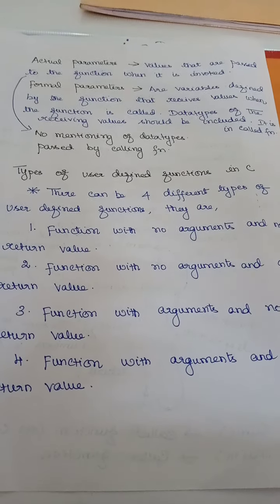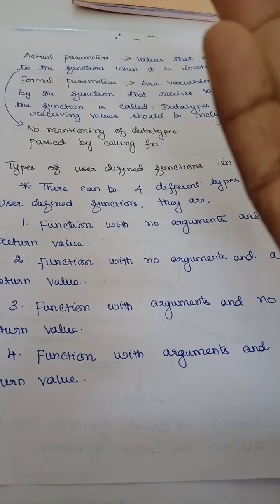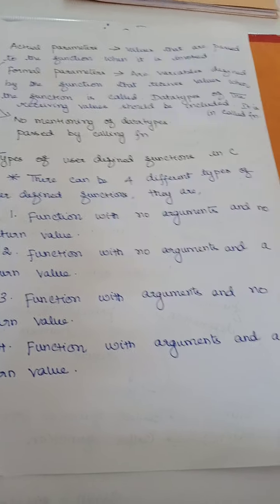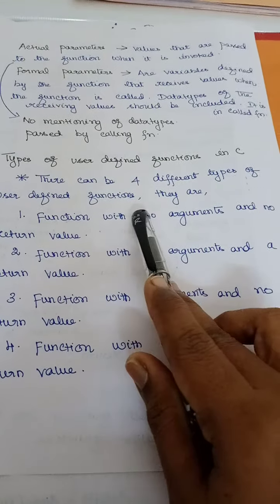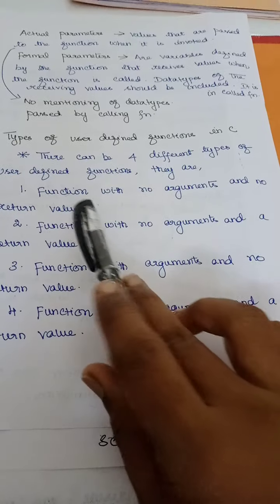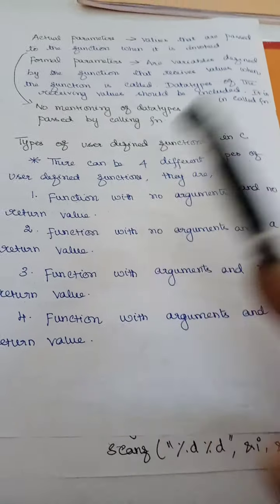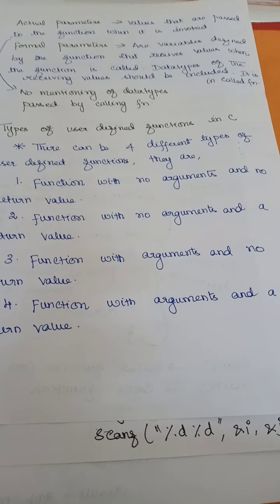So I have got two things: a function taking an argument and a function returning a value. With these two I have four combinations, right? That is why you have four different types of user defined functions. So first we'll see a function with no arguments and no return value. It is neither going to take arguments nor return a value.